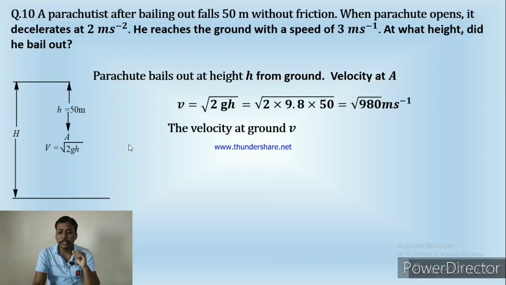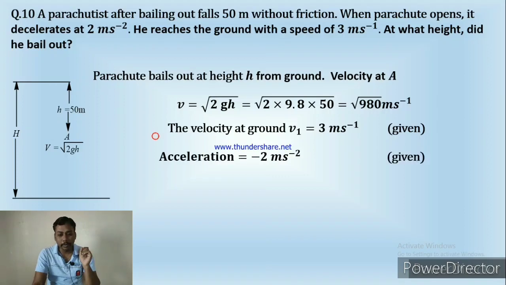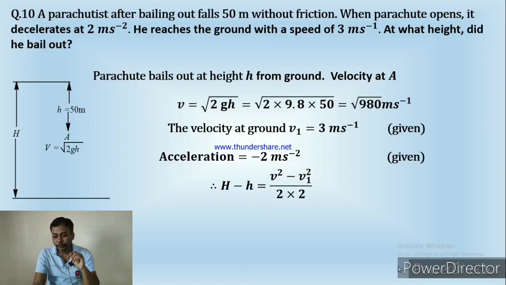The velocity at the ground is 3 meter per second, it is given. Also the acceleration is given, that is minus 2 meter per second square. So from this, capital H minus h determines the height here. So H minus h is equal to (v square minus v1 square) upon 2 into 2. How is this formula derived? The formula is h equals v square upon 2g. In both cases g is the same, so v square upon 2, v1 square upon 2.